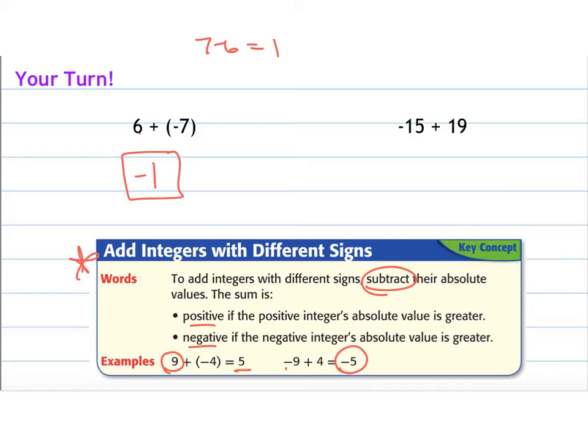Next one, -15 plus 19. Signs are different, so we subtract. Well, 19 minus 15 I know is 4. Now we have 15 negatives and 19 positives. Since we have more positives, our answer would be a positive 4. So you could write it as 4. Again, you can put the positive sign out front, but it's not needed.